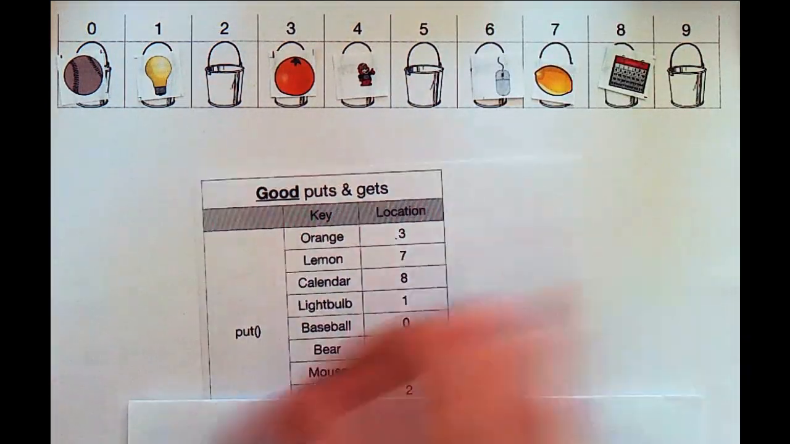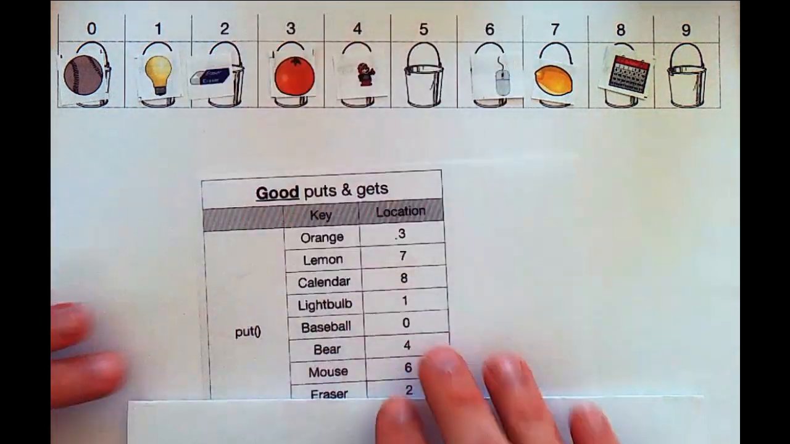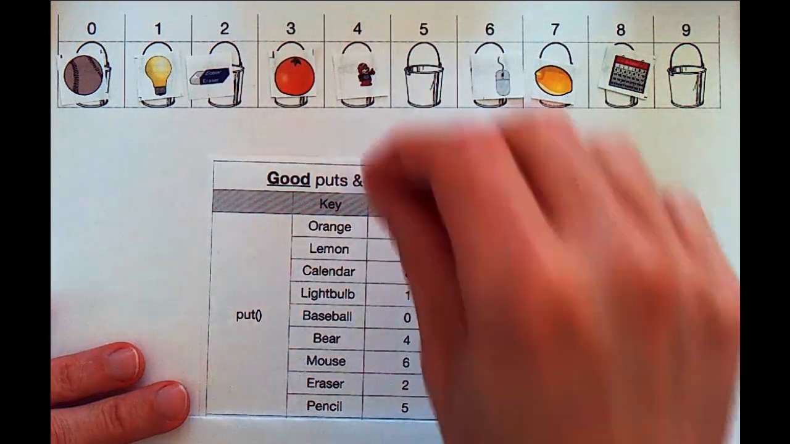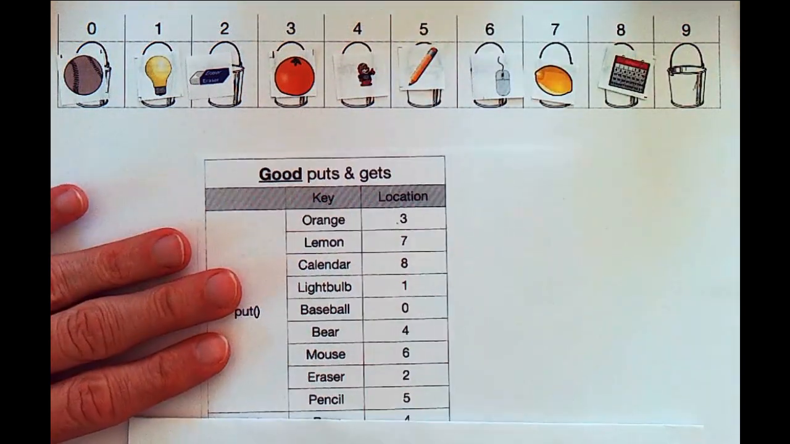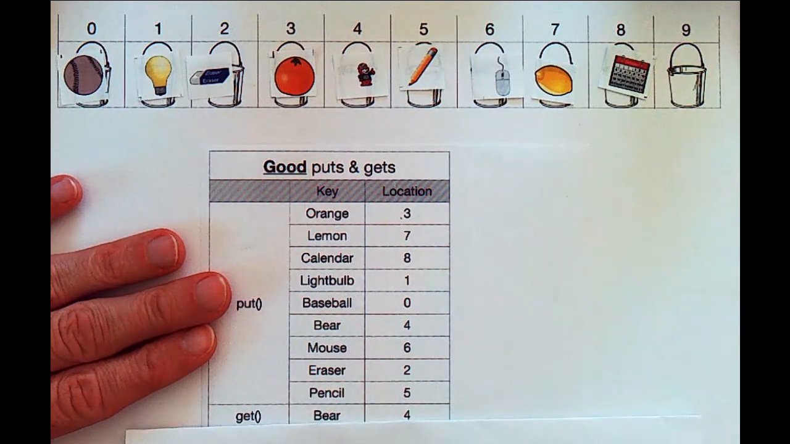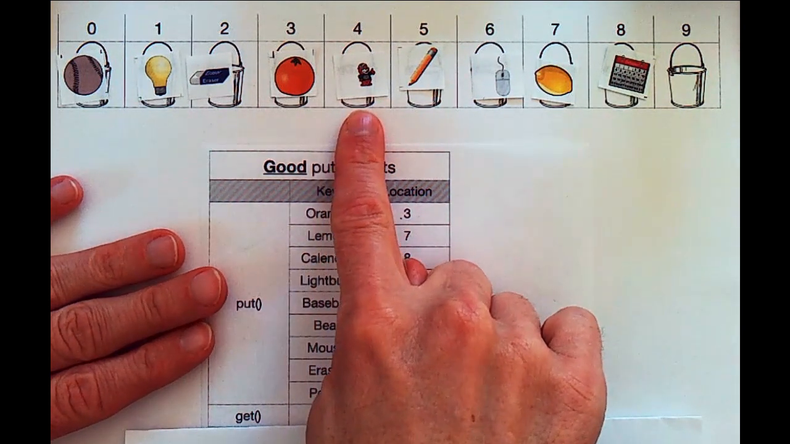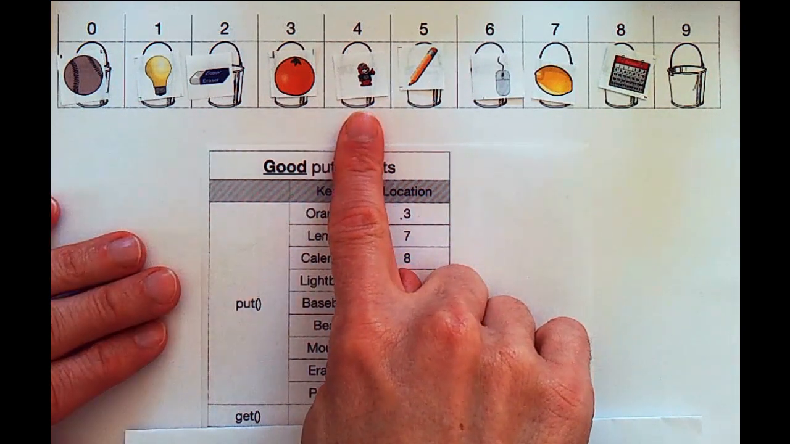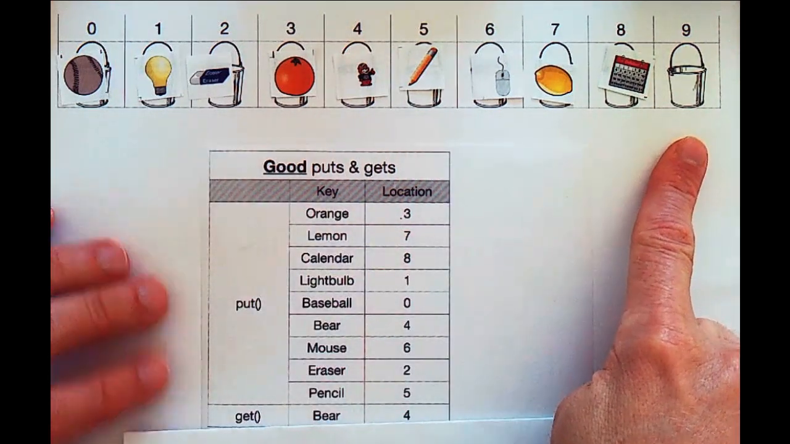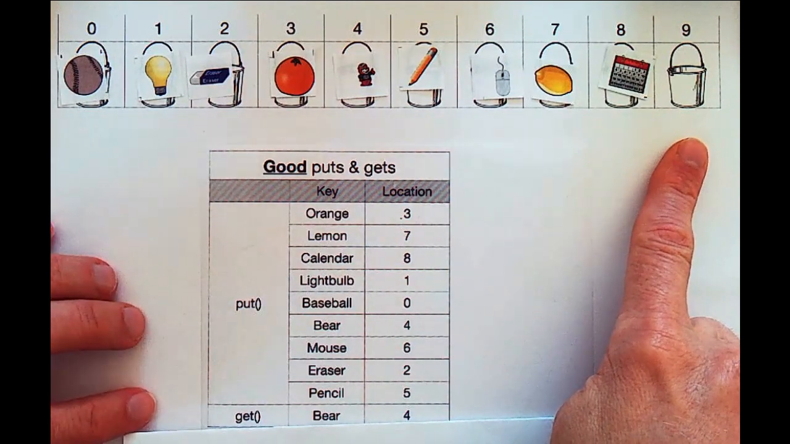an eraser goes in 2, and finally a pencil goes in 5. Okay, so we've done a whole bunch of puts. We've put data in our map, and now we're going to see if we can get a bear. So we'll go to bucket 4, and we'll look in bucket 4. There's only one thing in there, and it happens to be a bear. So if we distribute these things somewhat evenly, like we did with our first example, everything works out great.